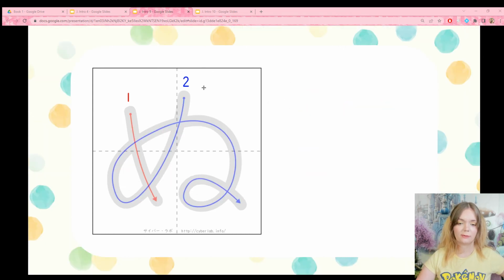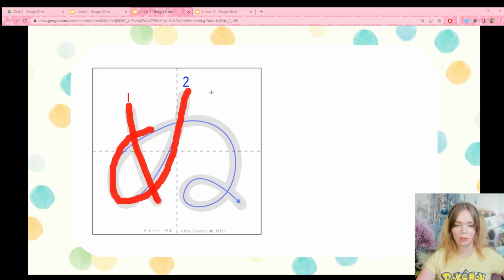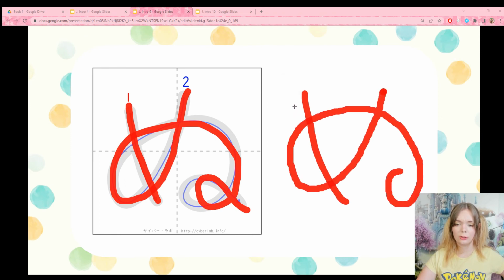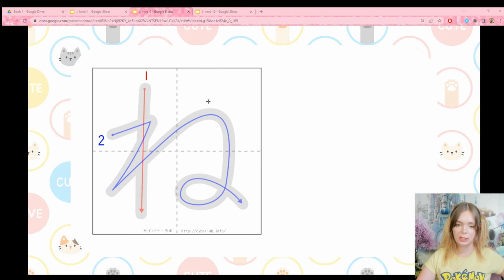Nu is kind of fun. You have your first chopstick. Then your second chopstick is actually attached to your noodle. So it's going to go all the way around. Don't forget your loop-de-loop. One more time. Draw your chopstick. And then draw all the way around. Don't forget your loop-de-loop. Nu.